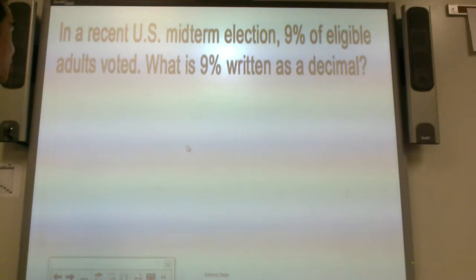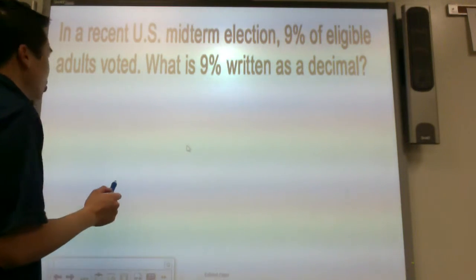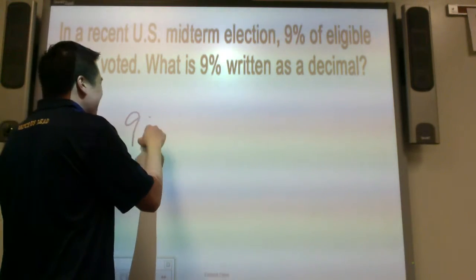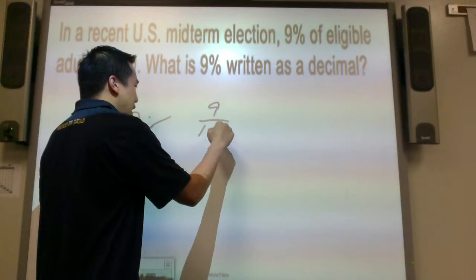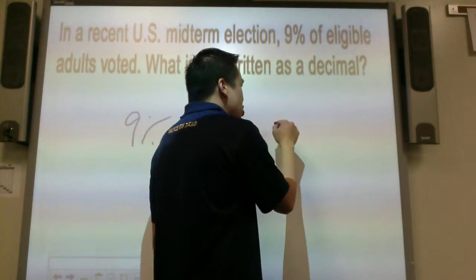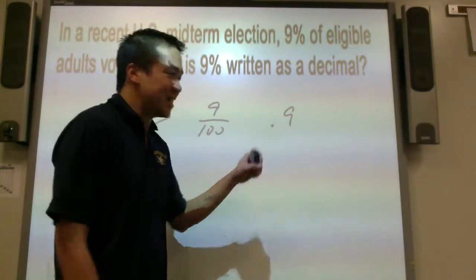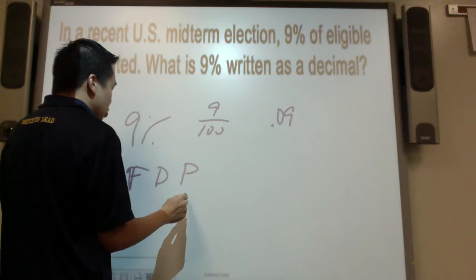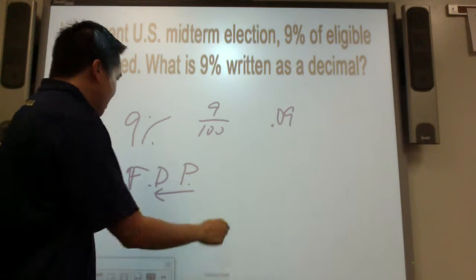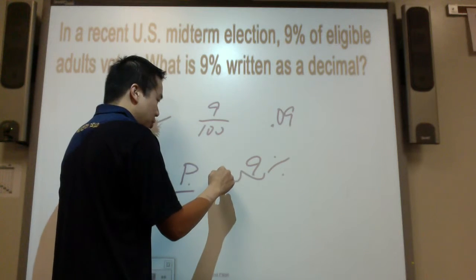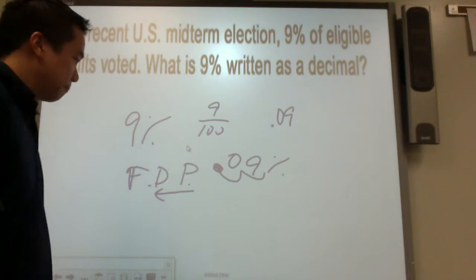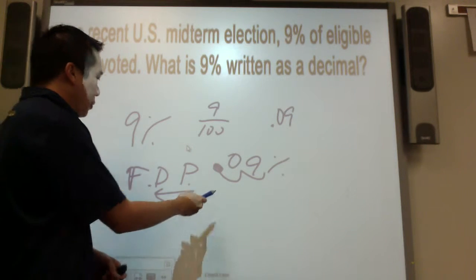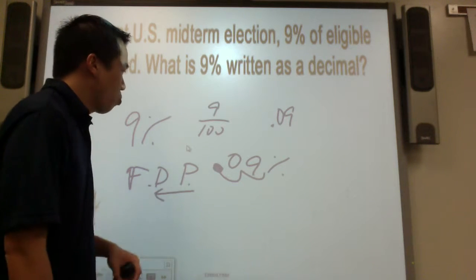In a recent U.S. midterm election, 9% of eligible adults voted. Many people don't vote during the off years. What is 9% written as a decimal? So 9% means 9 per 100, or 9 out of 100. 9 hundredths. Is this 9 tenths? No, that's 9 tenths. That's 9 hundredths. For those who like the FDP, to turn a percent to a decimal, you move it 2 places back. So 1, 2, 0.09, or 9 hundredths. Again, why are we moving it back? Because you're dividing by 100.